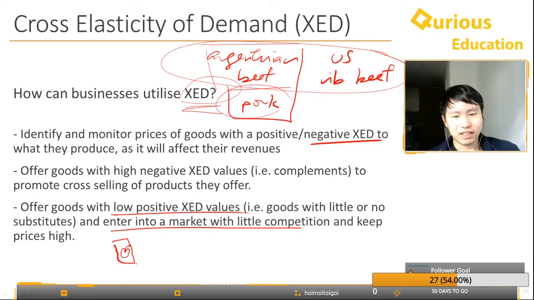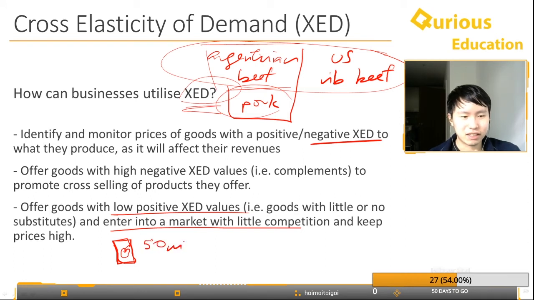If I am a company trying to enter the world of business and I'm thinking of what to produce, I know that iPhones are selling pretty well, so maybe 50 million people might have iPhones. Because of that, I would want to sell a type of product that complements these iPhones. So what other products do iPhone owners need? One example is, of course, iPhone cases.